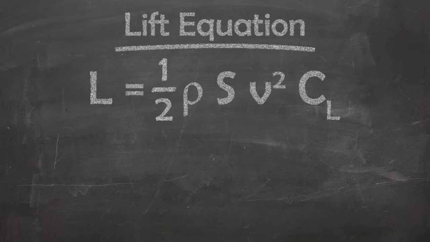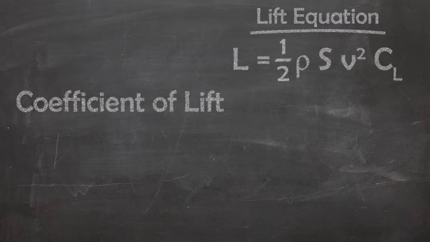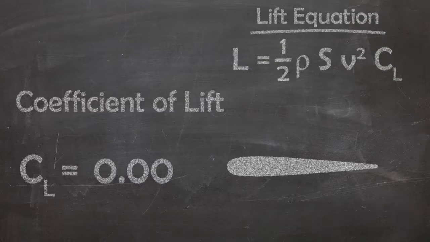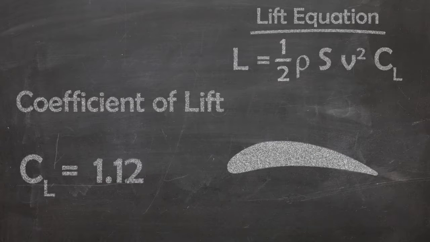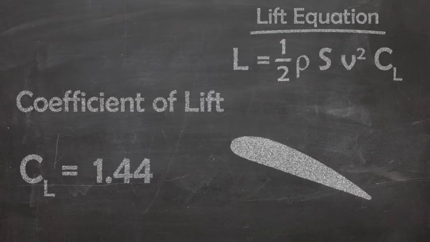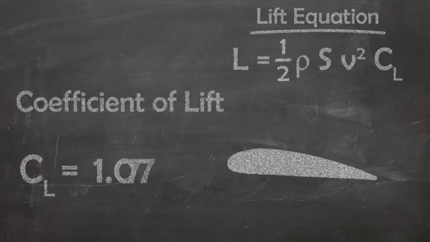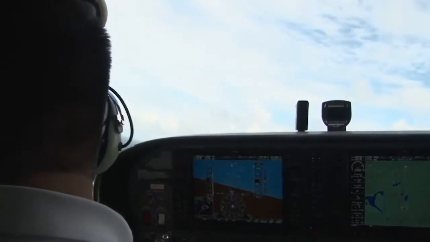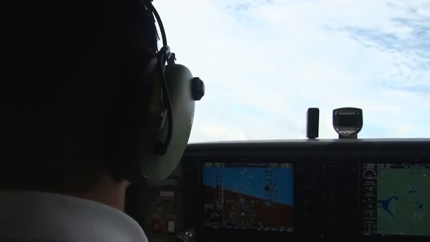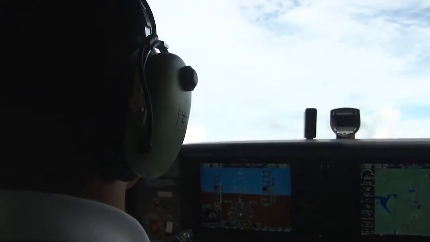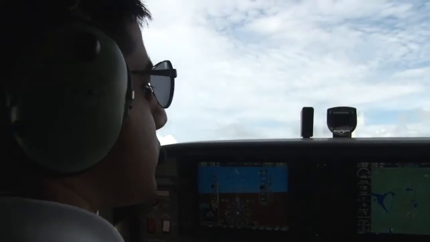The only one that might confuse you is coefficient of lift. The coefficient of lift is simply just a number that is associated with a particular shape of an airfoil, as well as the airfoil's angle of attack. Generally speaking, there are really only two ways a pilot can control the amount of lift the wings can generate: airspeed or angle of attack.